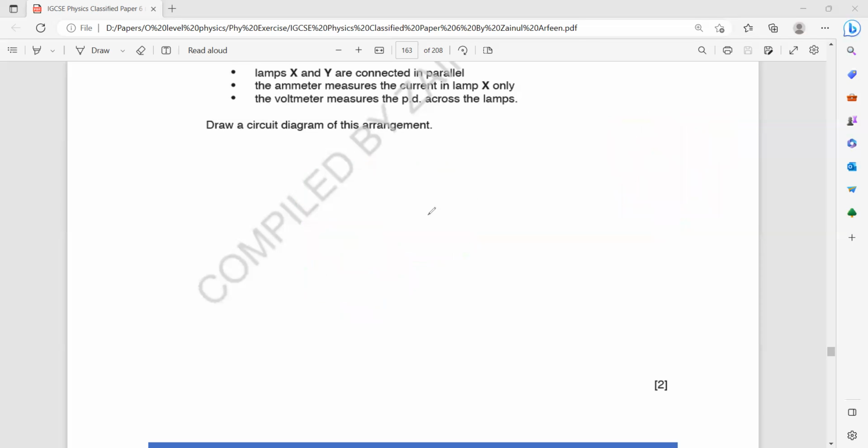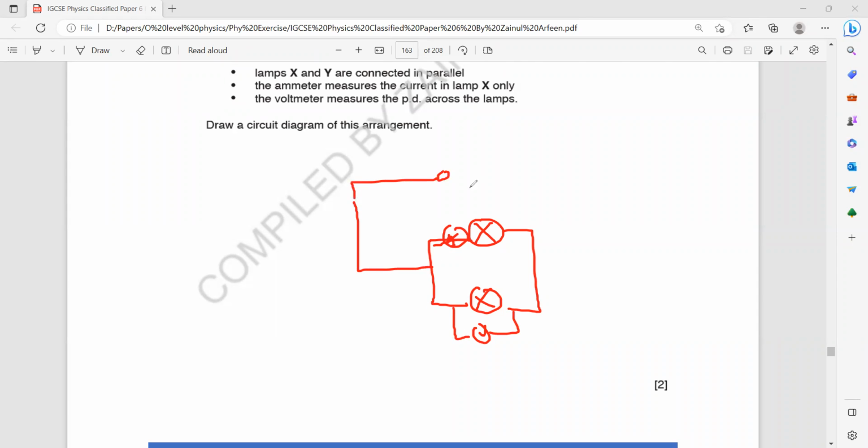Is it clear, this one? So you just have to connect two lamps in parallel, an ammeter to measure the current in one of them, a voltmeter to measure the voltage, which will be the same for both of them, and then a supply.